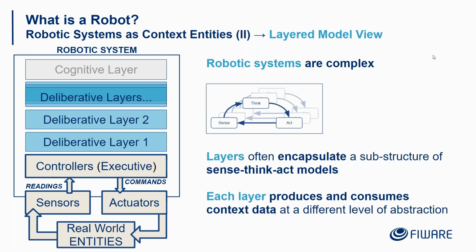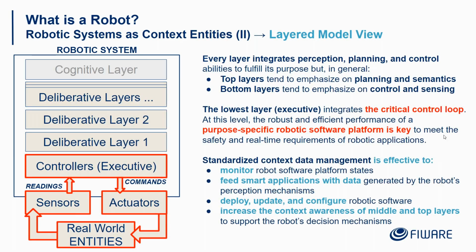So this is the typical architectural pattern of robotic systems based on layers. Each layer itself can encapsulate a new think, act model, and each layer consumes data at a different level of abstraction. So this view tries to say okay, you can have your robot entity, and within your attribute, you can develop a nested model of layers and isolate each problem and the context data they are sharing.